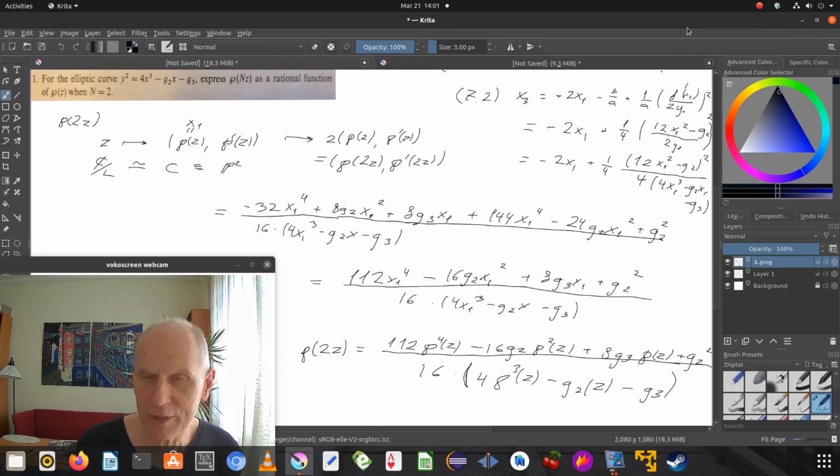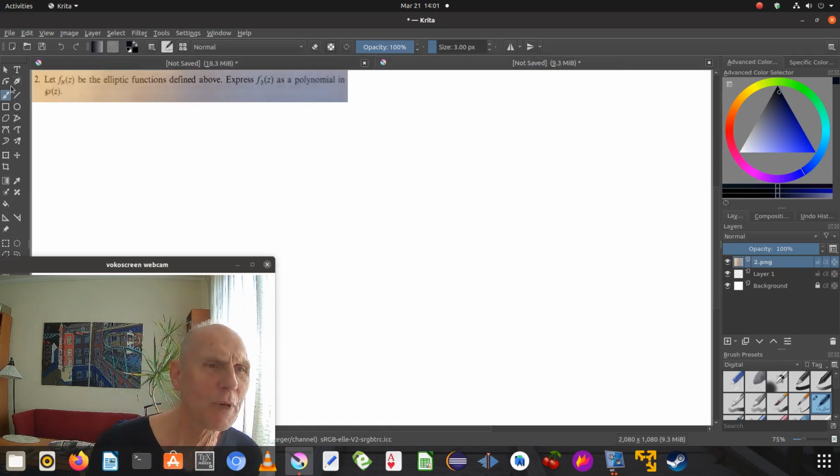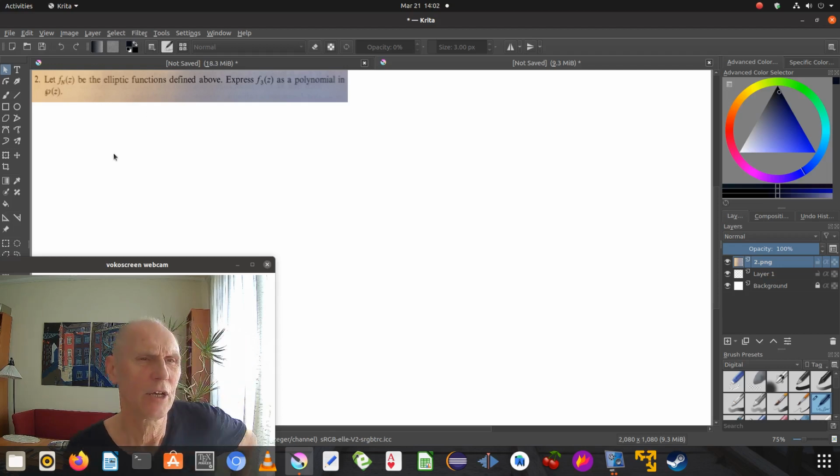I believe this would be an easy exercise. So I prepared for problem 2 as well. So, Fn is the elliptic function defined in the section. Express f3 as a polynomial in p of z. All right.